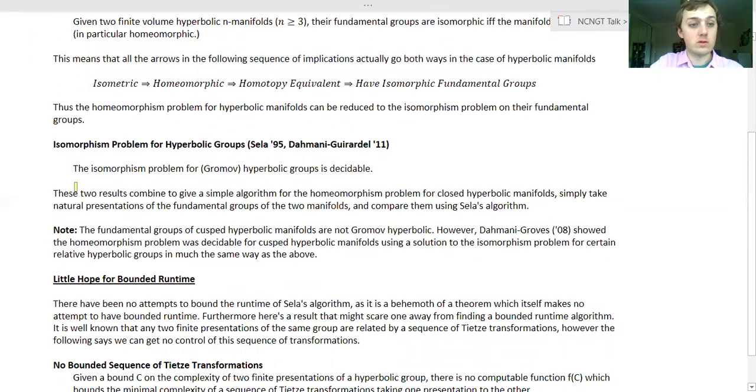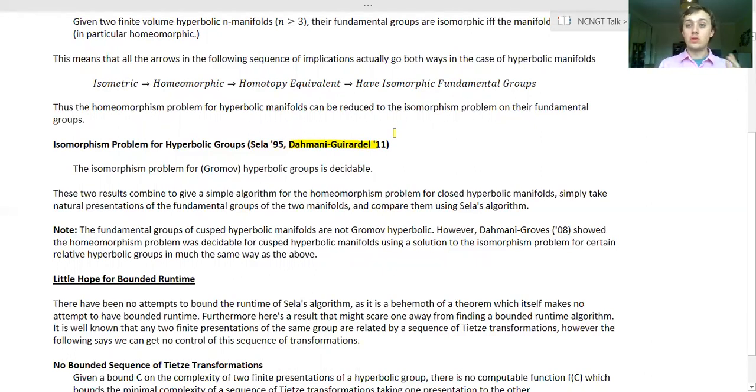Well, that's great news for us, at least in the closed case, but in fact in both cases, because the isomorphism problem for hyperbolic groups is known to be decidable. This was proved in the torsion-free case, that's the case we care about, by Sela in '95, and the torsion case was sewn up by Dahmani and Guirardel in 2011.